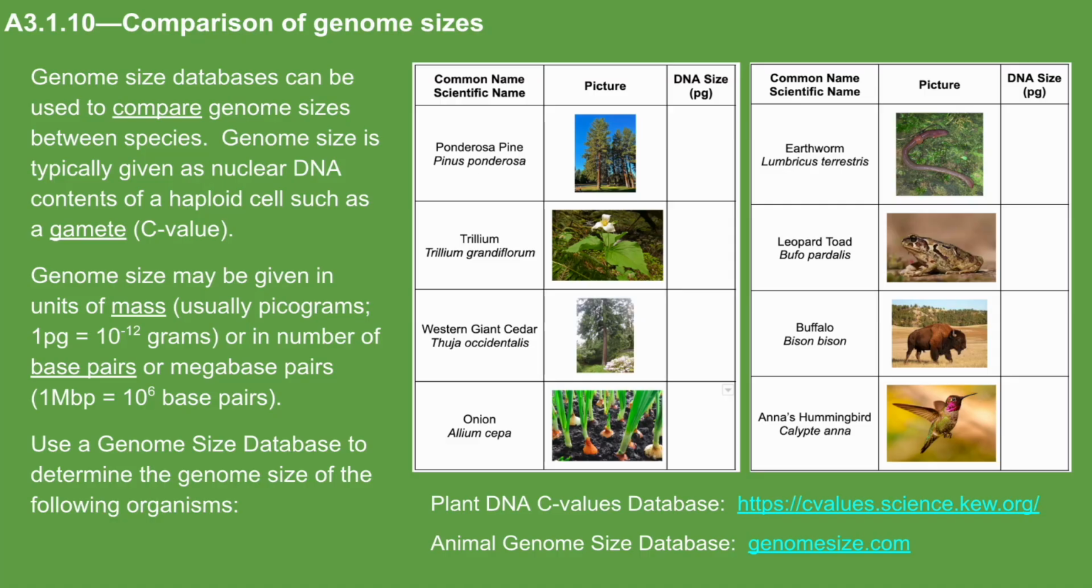So your job is to use the genome size database to take a look at the genome size of the following organisms. So we have 4 plants. You'll use this first database to take a look for their C values, and then 4 different animals. I recommend doing a search by the scientific or binomial name.